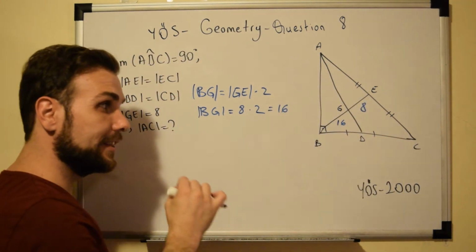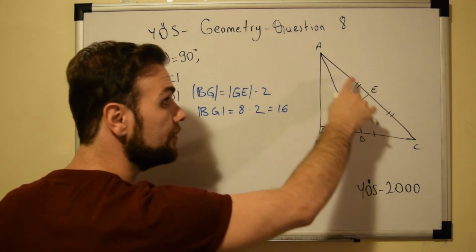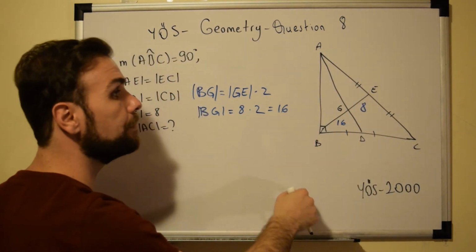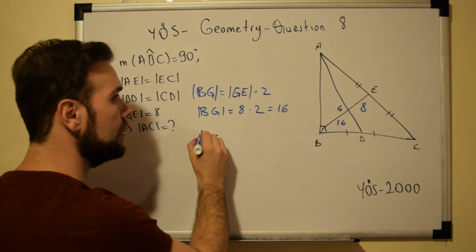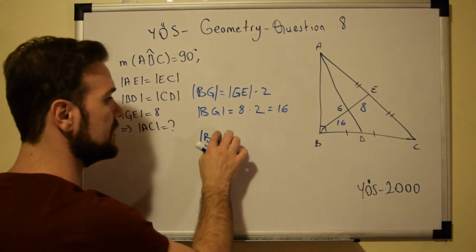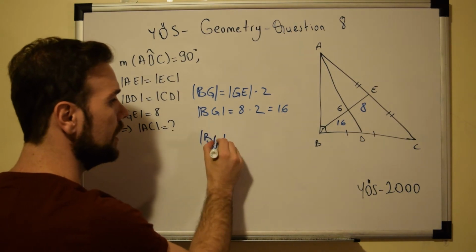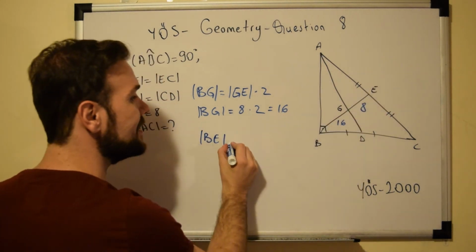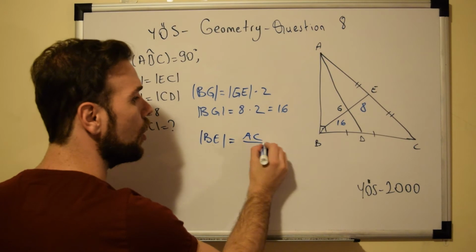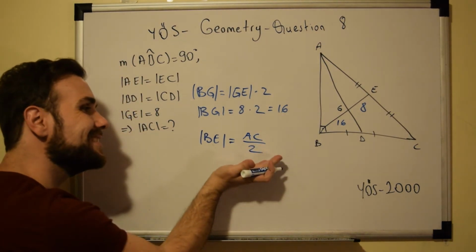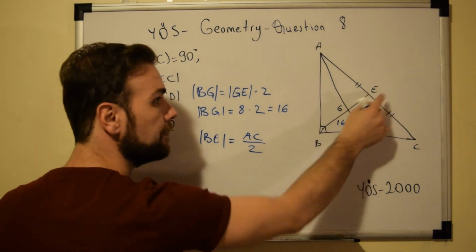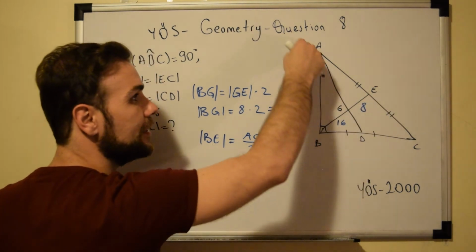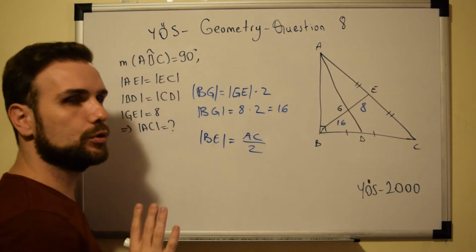The second rule is that the value of AC is equal to BG, actually, in this case it's BE, pardon me. So BE is equal to AC over 2. So this is the second rule that we have to apply here. So don't forget BE, which now we know its length, is equal to AC over 2.